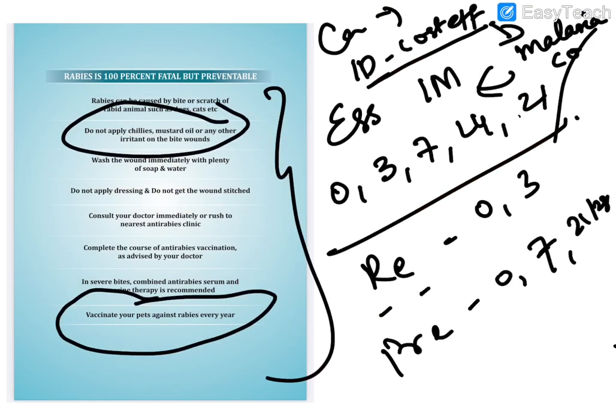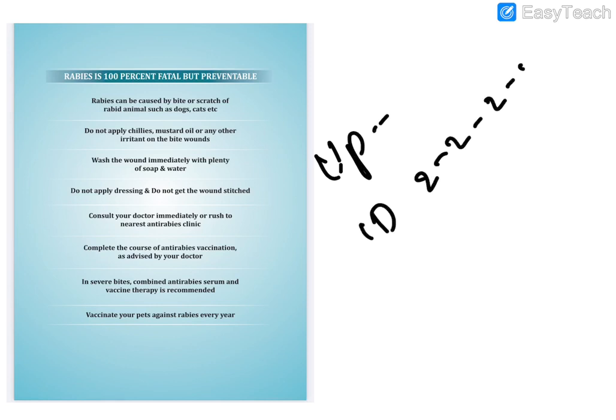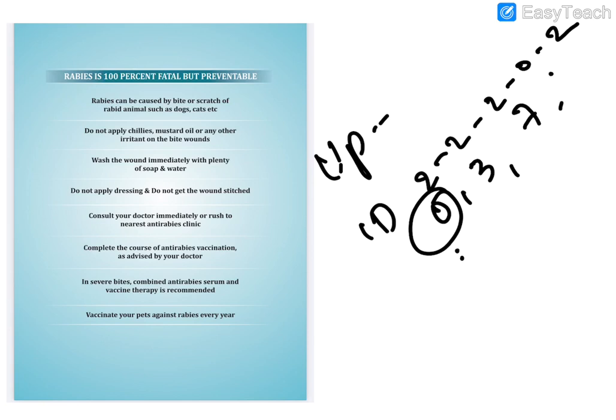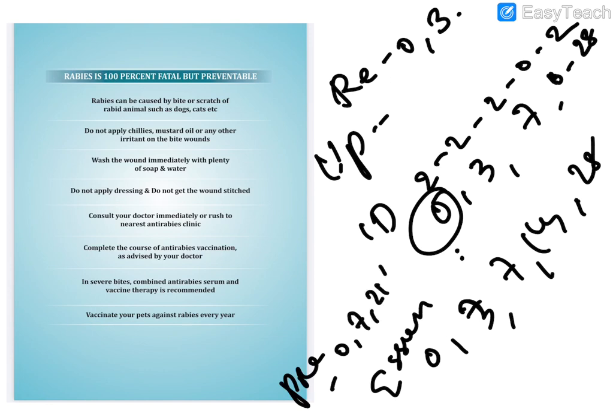So you have 2 regimens. The updated Thai Red Cross regimen, which is intradermal, 2, 2, 2, 0, 2. Here 0 is the day of exposure, the day of visit to the hospital or day of bite. Then 0, 3, 7; 14 day is not there, and then 28. And 0, 3, 7, 14 and 28 is the IM regimen. Re-exposure is 0, 3. Pre-exposure is 0, 7, 21 or 28.